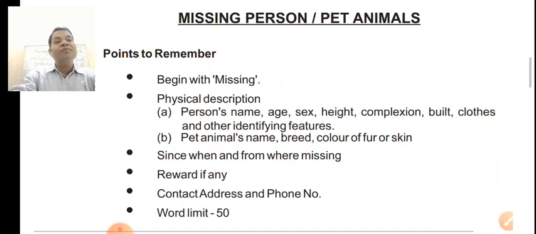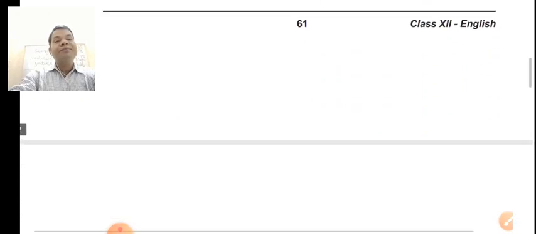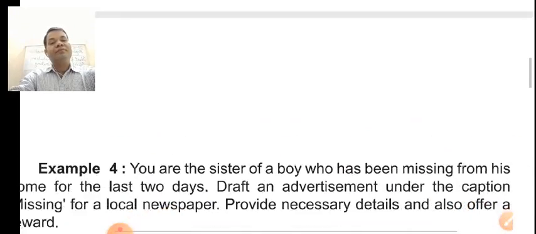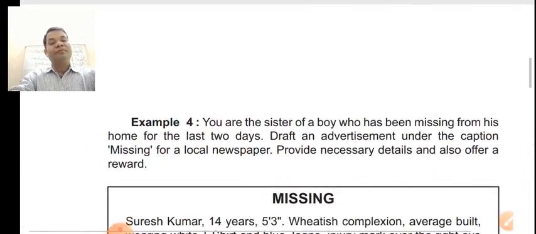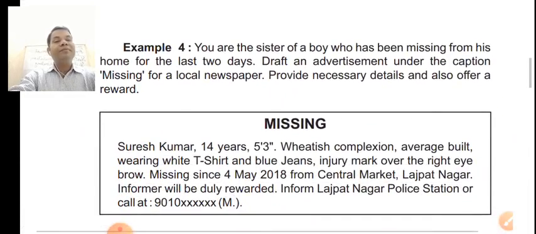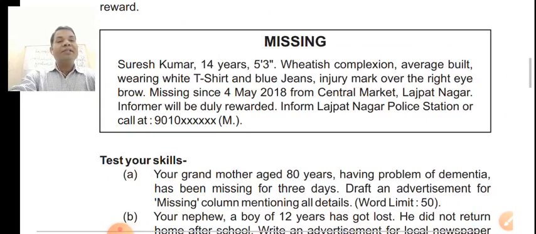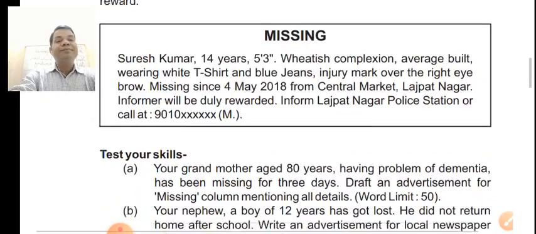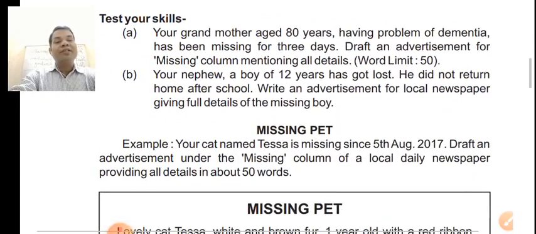Then we went through the advertisements which come under missing person or missing pet. In the same way, we went through the points to remember. Then we discussed a solved example, as you can see on your screen. You can also take the screenshot. Then questions were given for practice.